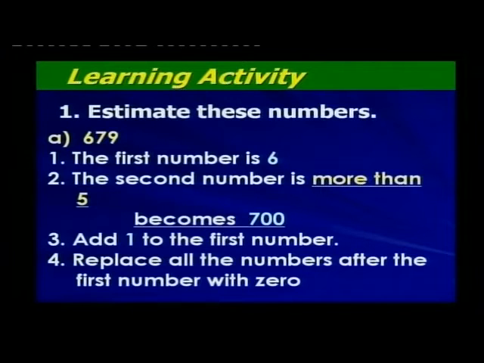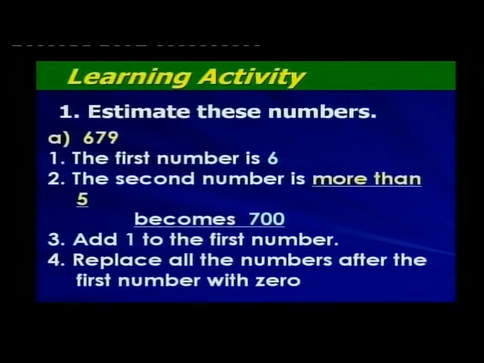What is the activity that we need to do? 679. Okay, very good. This is what we need to estimate. These are the numbers that we need to estimate. Using the rule now, we will try to estimate 679. What would be the number that can quickly come into our mind that we need to estimate?